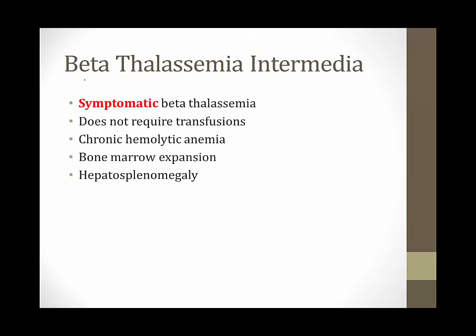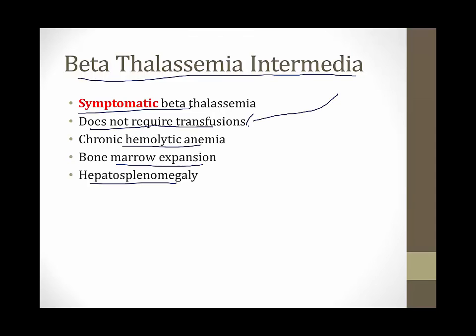You will sometimes hear the term beta thalassemia intermedia. This refers to beta thalassemia that is symptomatic but does not require frequent transfusions. These patients have a chronic hemolytic anemia, they have bone marrow expansion, they can have hepatosplenomegaly, sometimes they are short of breath from the anemia and have other symptoms from the anemia, but the anemia is not so severe that they have to be transfused frequently.